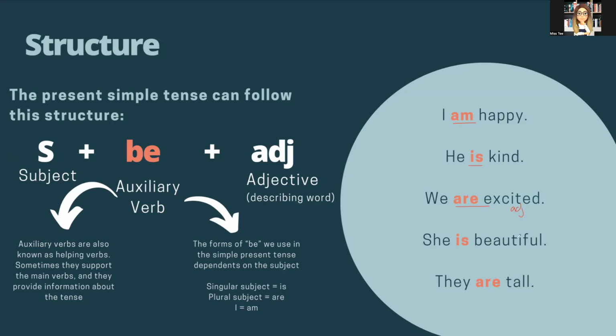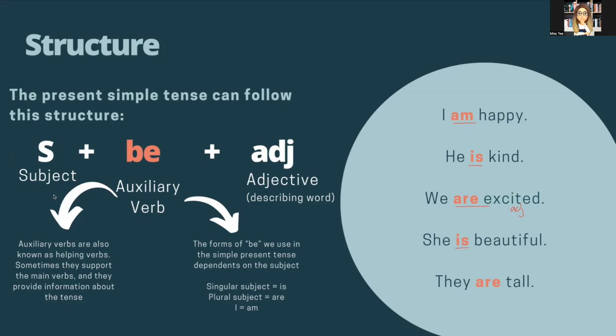She is beautiful. The form of be and our adjective, we use is because she is singular. They are tall. They is plural. So we use are and then our adjective is tall. Right?